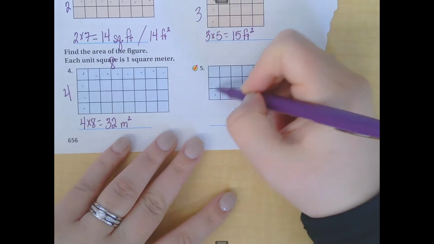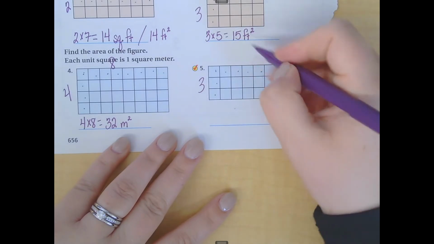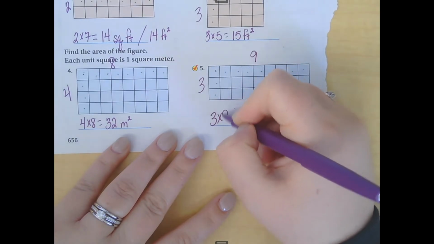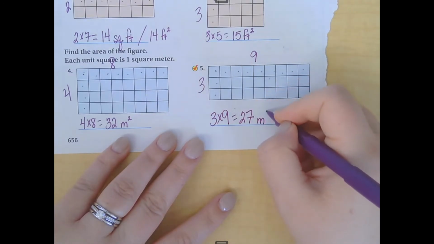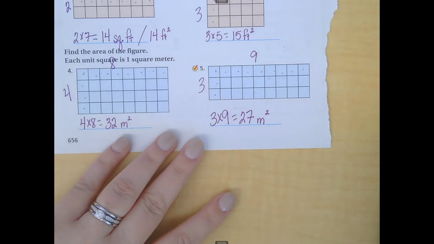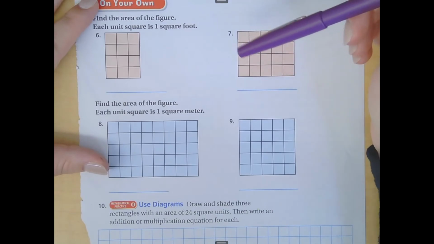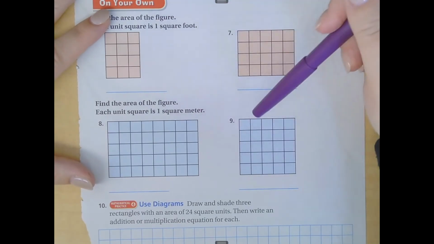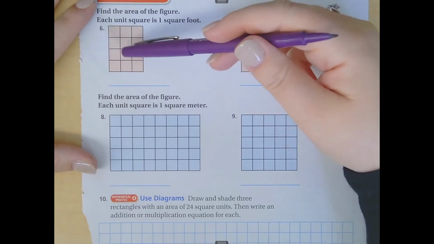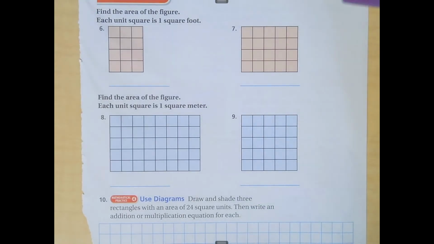All righty, 1, 2, 3, boom. 1, 2, 3, 4, 5, 6, 7, 8, 9. So I have 3 rows of 9, which I know equals 27 square meters. All right, next page. Go ahead and pause the video now that you've had some practice and checked your work, and hopefully you got them all correct. If not, here's your chance. Pause the video and label and solve for 6, 7, 8, and 9, and come back to the video when you have finished.